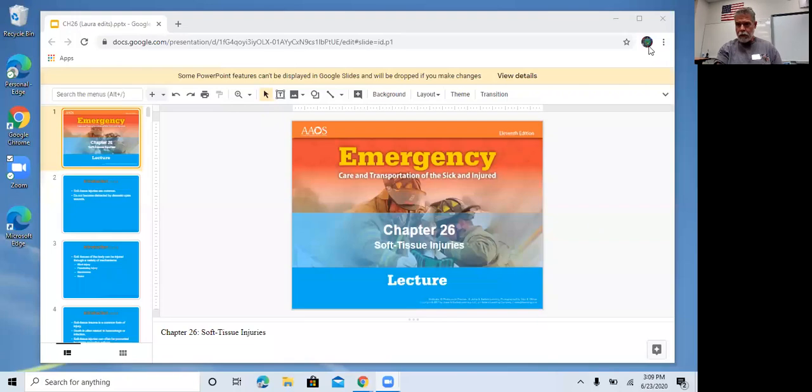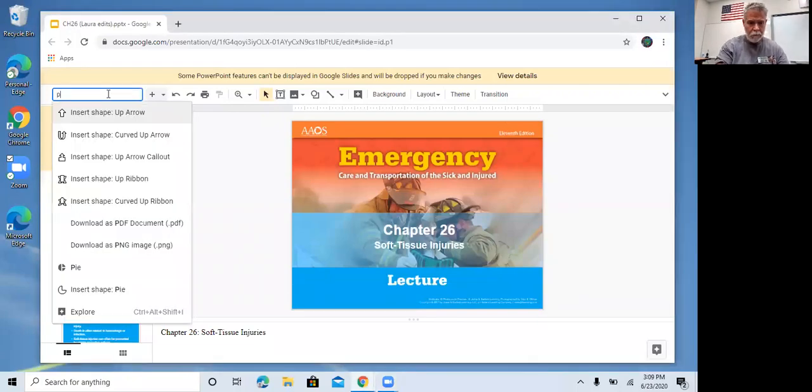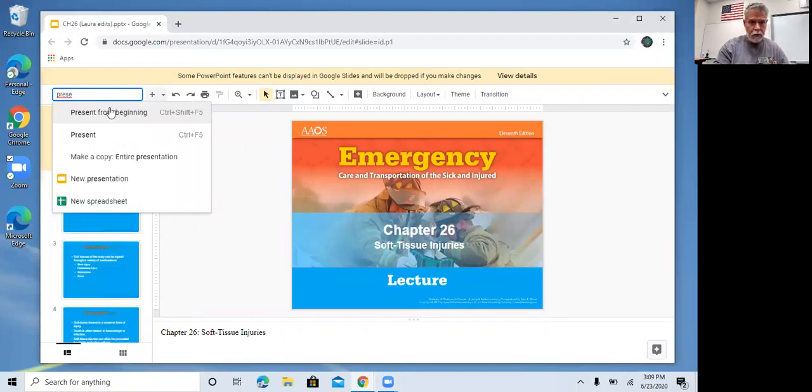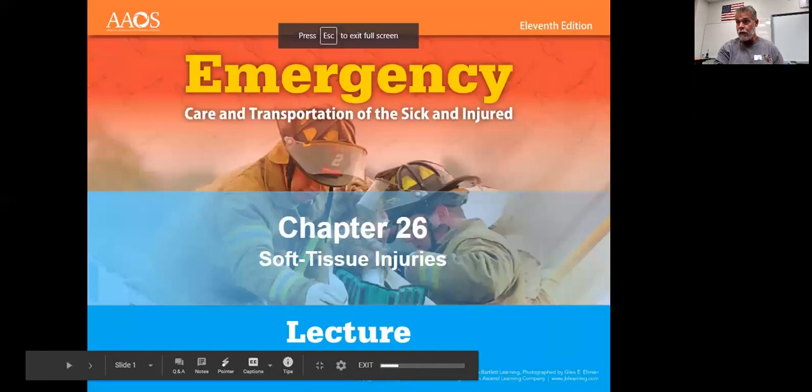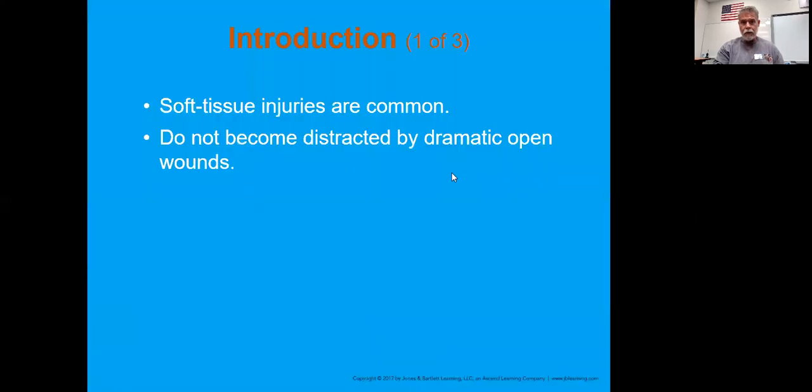Okay, guys, this is chapter 26, soft tissue injuries. Bringing this bad boy up and we'll get started on this. Soft tissue injuries has a lot to do with some of the splinting supplies that I noticed y'all were working on today. It also is going to look at open versus closed injuries, but soft tissue is the integumentary system.